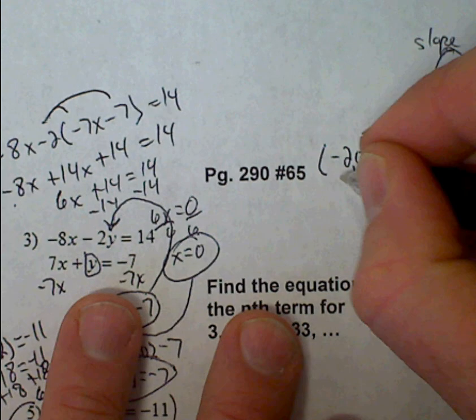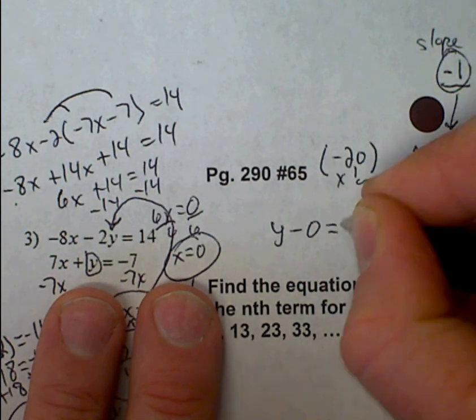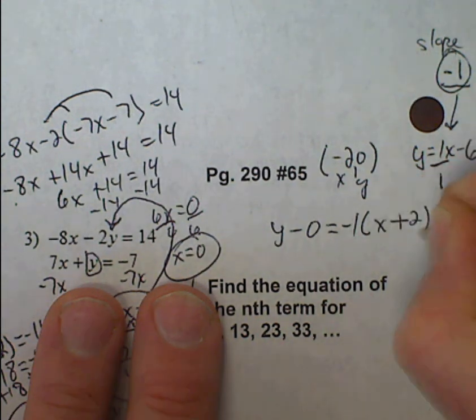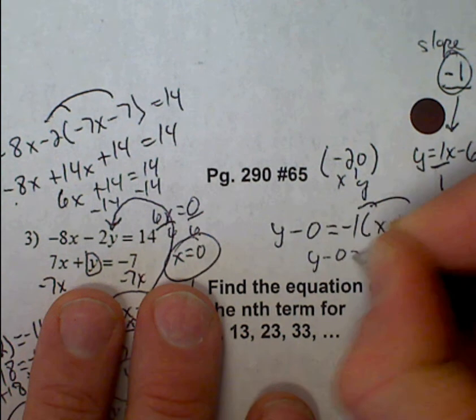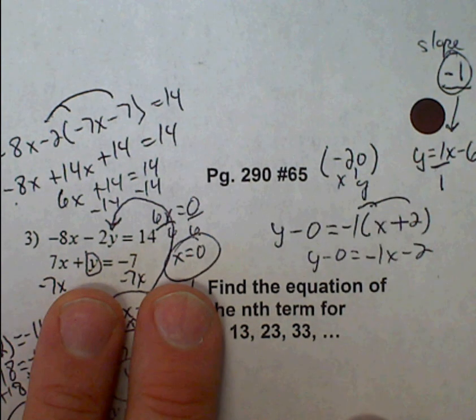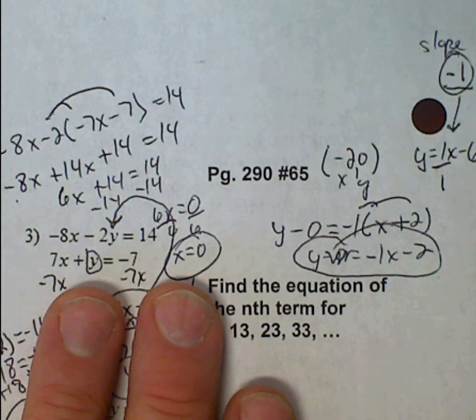Now I use point-slope. Y minus 0 equals negative 1 times x minus negative 2, which is positive 2. So I distribute. Y minus 0 equals negative 1x minus 2. So if the minus 0 goes away, there's my equation.